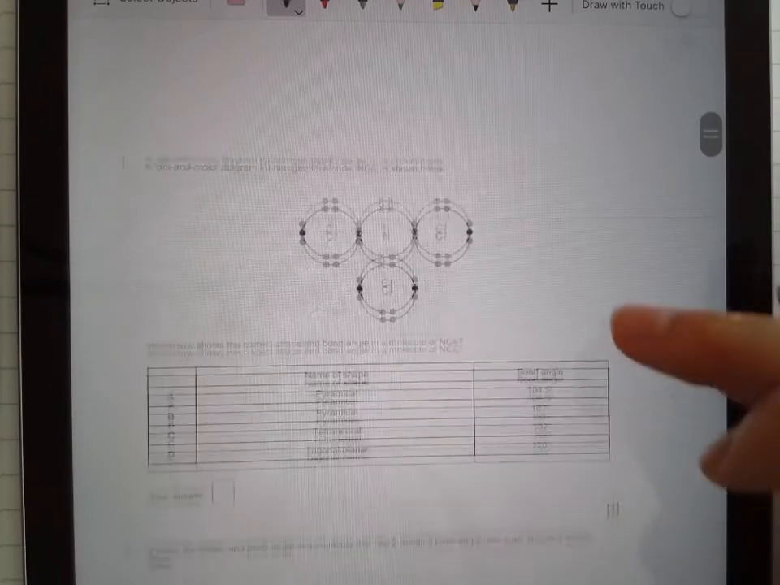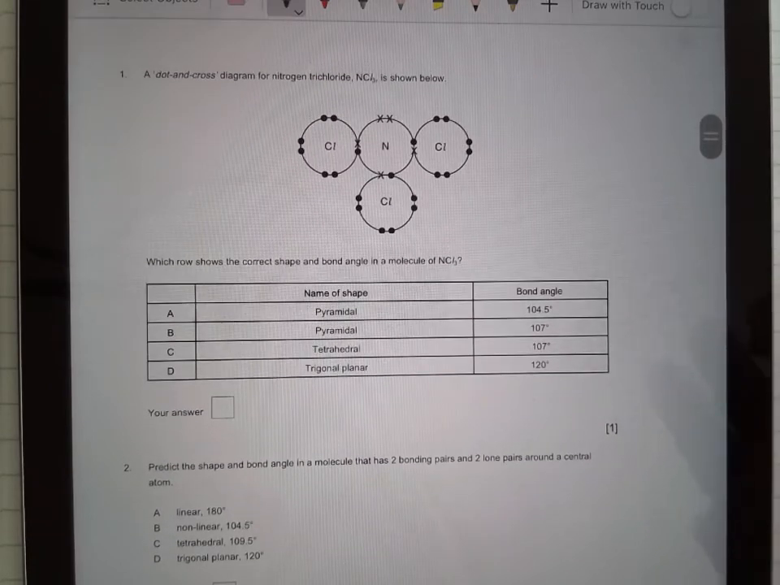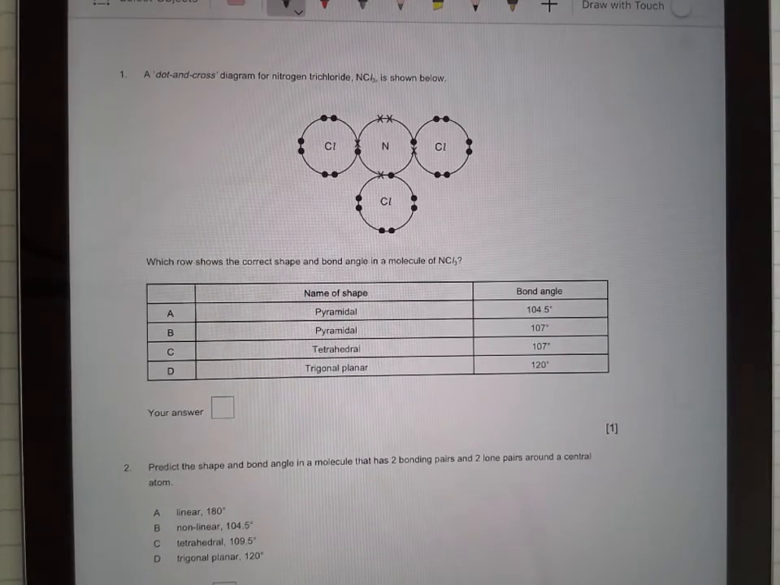Okay, I've included more exam questions that start on page 5 of your booklet. Have a go at the exam questions by yourself, and then come back here when you're finished for the answers.